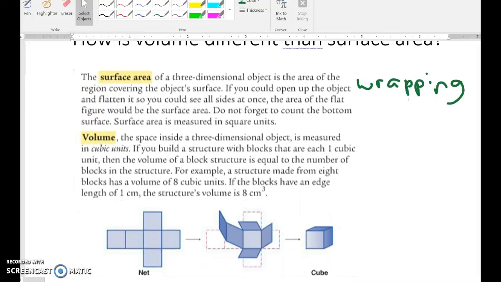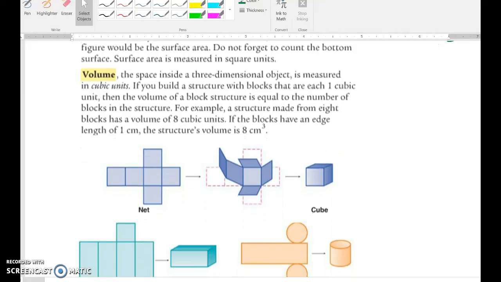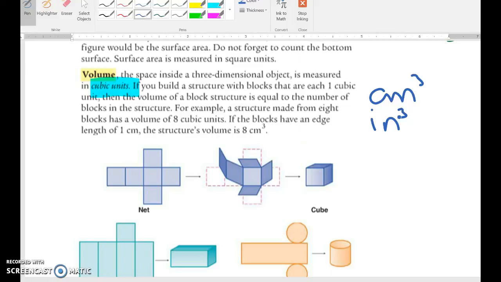So now we're going to start talking about volume. Volume is measured in cubic units, and you're going to want to highlight this, right? So that's, for example, centimeters cubed, inches cubed, right? And if you build a structure with blocks that are each 1 cubic unit, which we're going to do in a second, then the volume of the block structure is equal to the number of blocks in the structure. For example, if it's made from 8 blocks, it has a volume of 8 cubic units. If the blocks have an edge length of 1 centimeter, the structure's volume is 8 cubic centimeters.